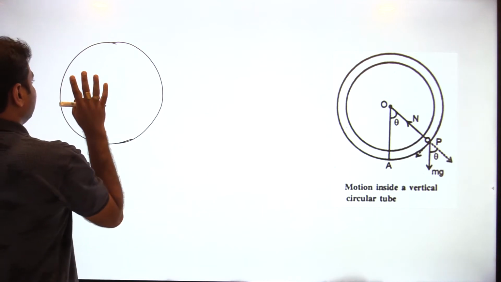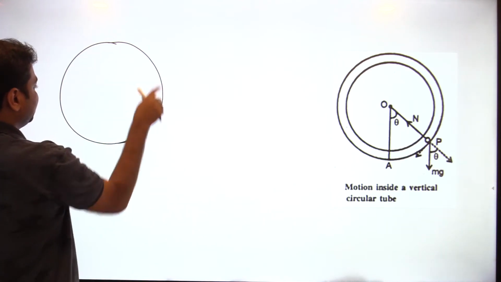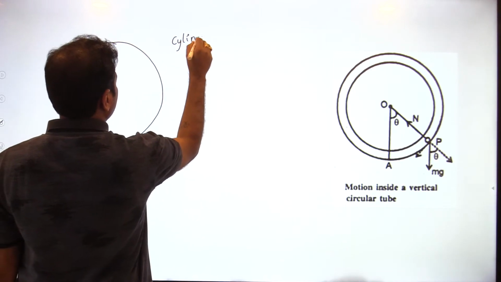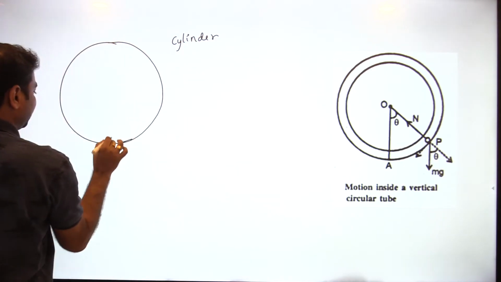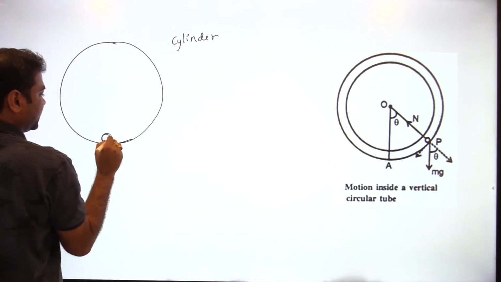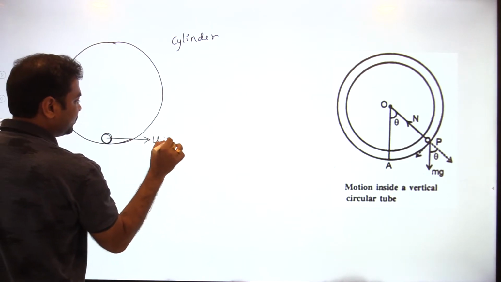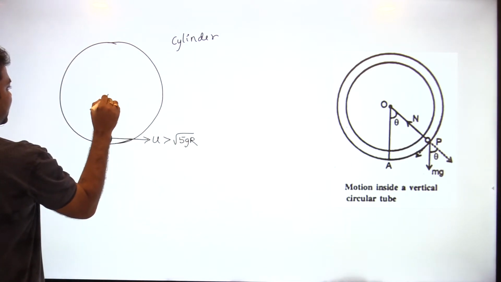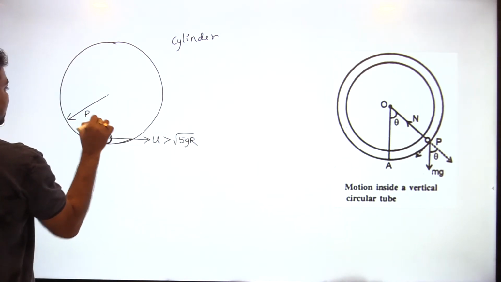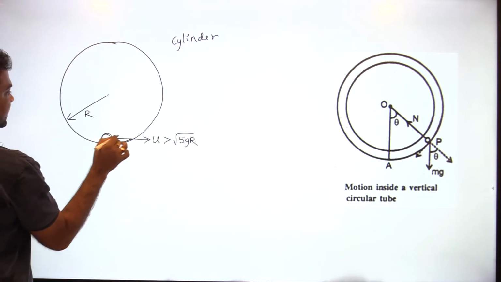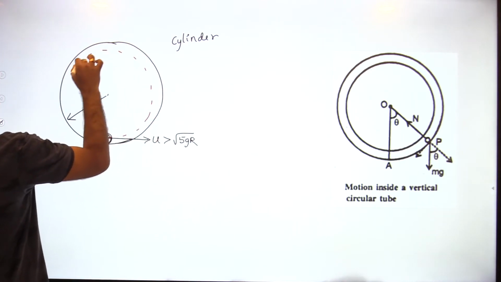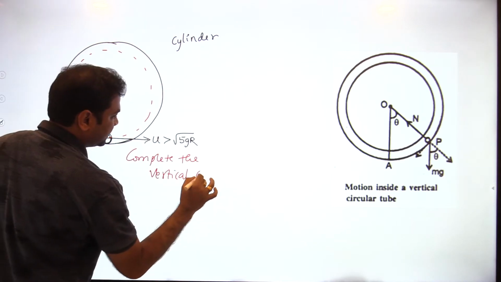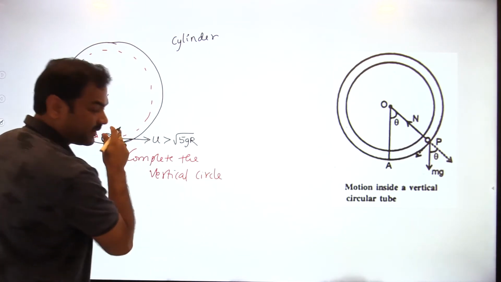So the next case I am taking is one cylinder, let us say this is the cylinder. Inside the cylinder we take one object, and if we give velocity more than root 5gr, where r is the radius of the cylinder, then what will happen? It will complete the vertical circle. U value greater than root 5gr, then it will complete the vertical circle. Understood? This we have already done.